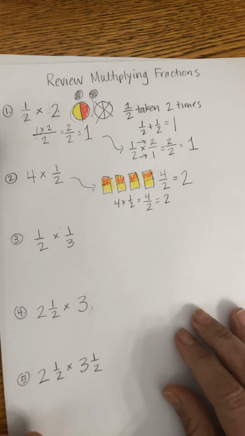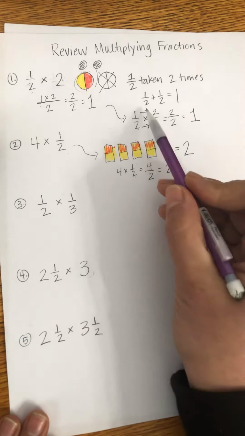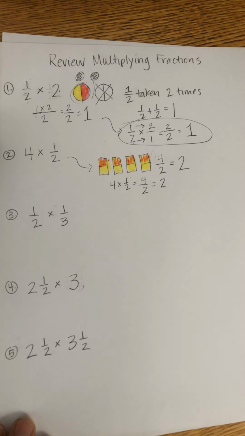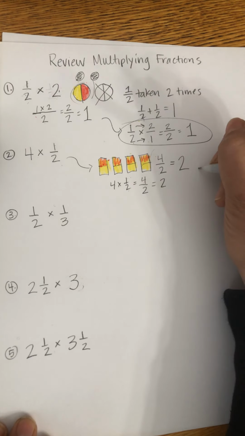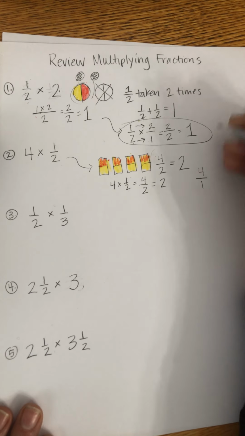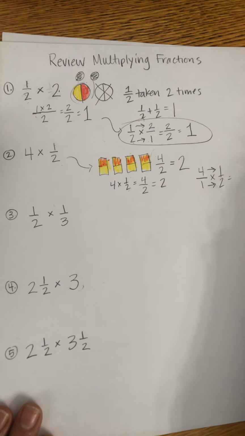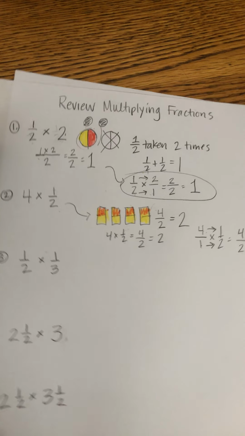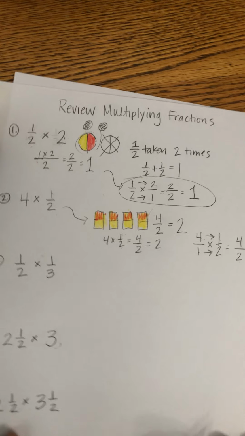Okay, and so then if we follow that same pattern that we did up here, and we multiply the whole number by the fraction, but we turn the whole number into a fraction. So 4 as a whole number written as a fraction is 4 over 1 times 1/2. Then you can just multiply straight across. 4 times 1 is 4. 1 times 2 is 2. 4 halves simplified is 2. Sorry, you can't see that very well.